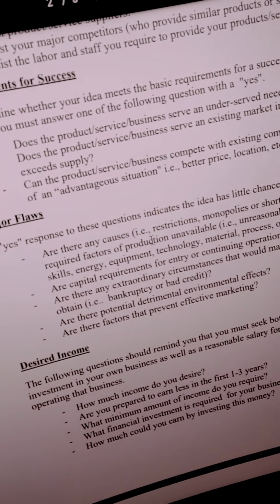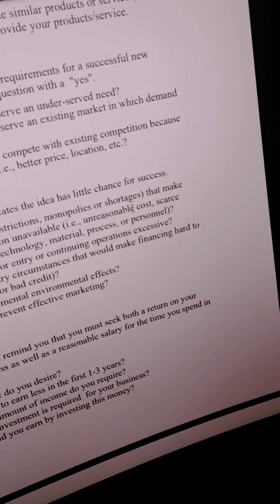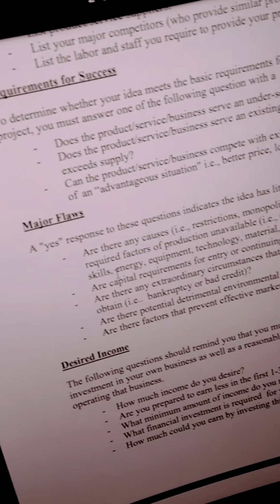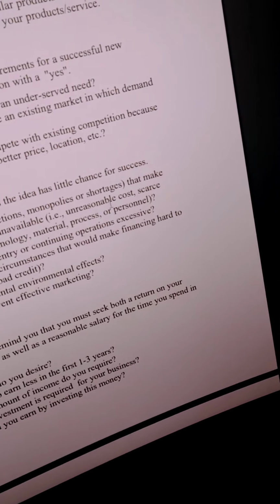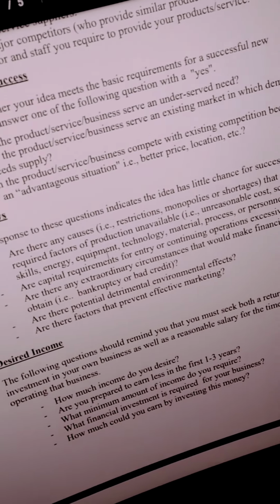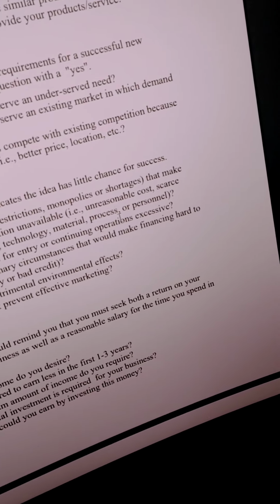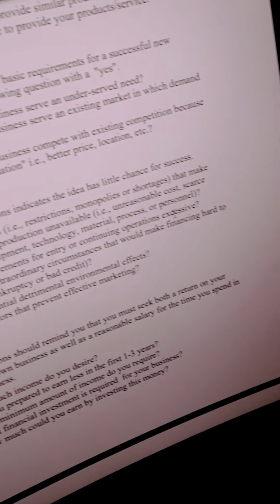Are there any causes, restrictions, monopolies, or shortages that make required factors of production unavailable, meaning unreasonable costs, scarce skills, energy, equipment, technology, material, process, or personnel?